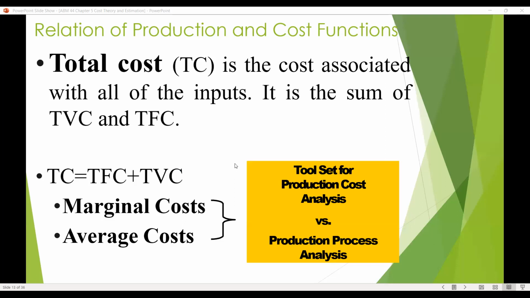We have what we call total cost or TC. It is the cost associated with all of the inputs. So it is the sum of TVC and TFC.